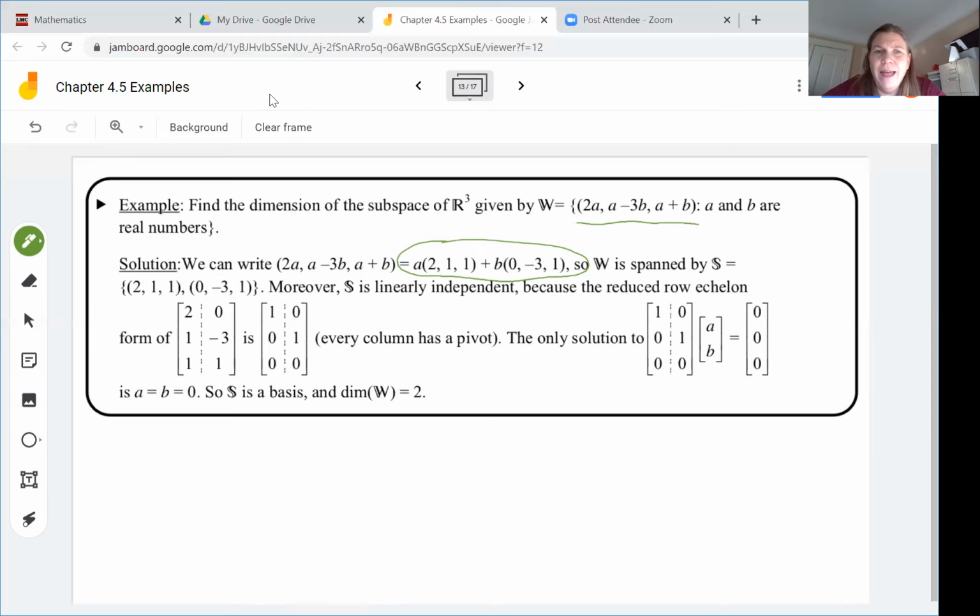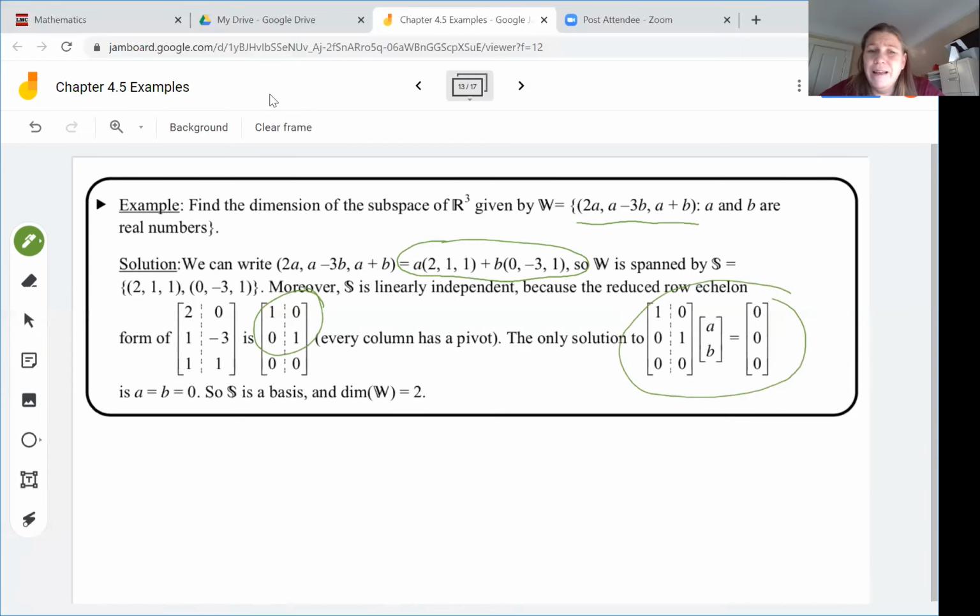Moreover, S is linearly independent because if we put this into reduced row echelon form, we get 1, 0, 0, 1, and then zeros in the bottom row. So every column here has a pivot. So the only solution is if A and B are 0 for setting this equal to 0 over here. So the only way to get the 0 vector out is A = B = 0.